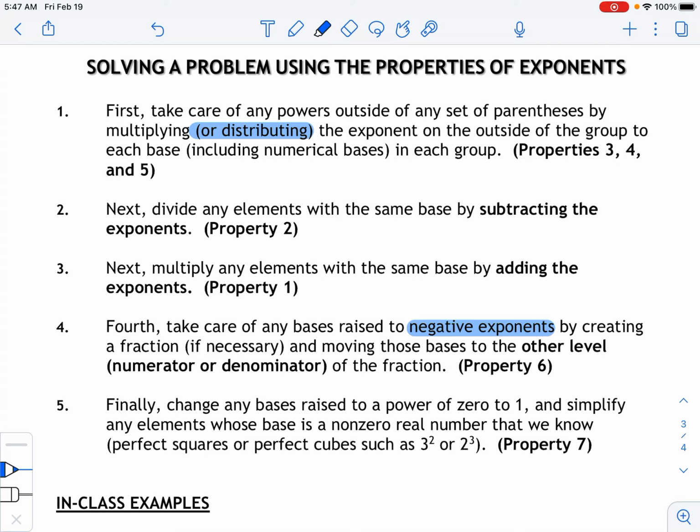And then finally, step 5. We change any bases that have an exponent of 0 to 1. Okay, so the 0 property we just learned about, property number 7. And then if there's anything trivial that we know, like 2 to the third, or 3 squared, or 4 squared, and similar things like that, you just simplify those to a regular number, like 4 squared would be 16, those kinds of things, okay? So now we're going to go look at some examples here.